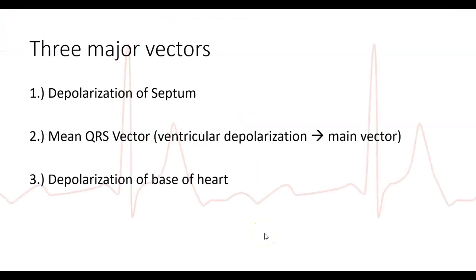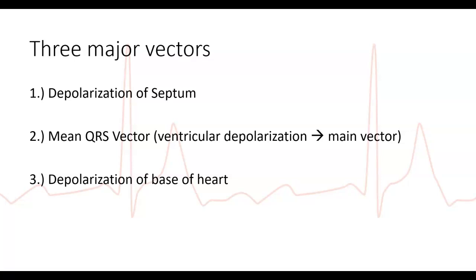Let's continue on with these three major vectors of the heart. Our first vector is the depolarization of the septum. This is the initial portion of the QRS complex and is triggered by the septofascicle of the left bundle branch firing. This vector points to the right and superiorly, so up and to the right. The second vector is the mean electrical vector. This is the major vector of ventricular depolarization, the QRS vector we just talked about. It points down and to the left. It is the sum of all small vectors representing ventricular depolarization.